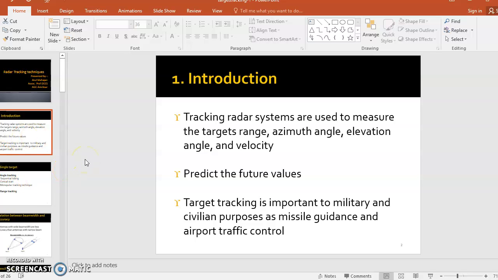Target tracking is important for military and civilian purposes, such as missile guidance and airport traffic control. For military purposes it is used for missiles, and for civilian purposes it is used in airports for traffic control of the movement of airplanes.